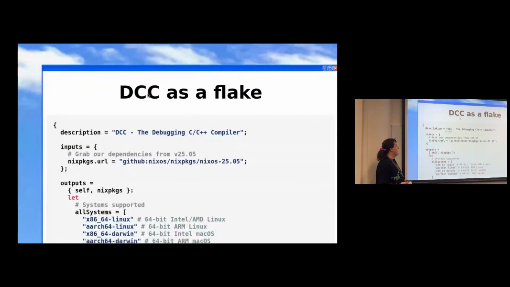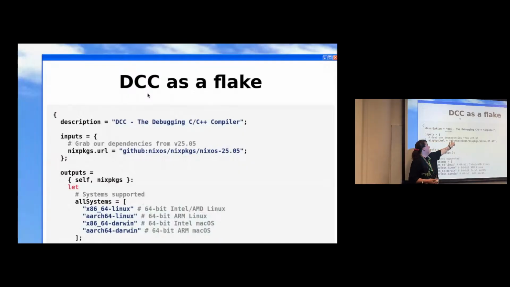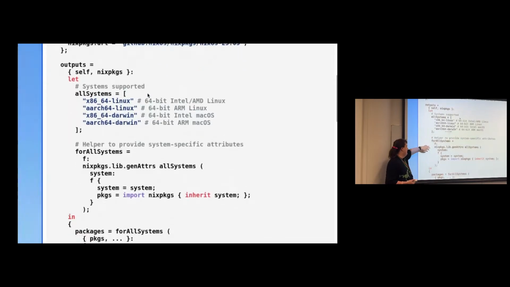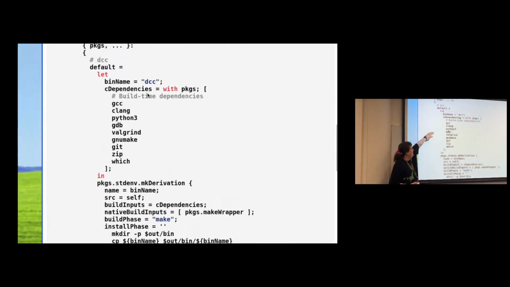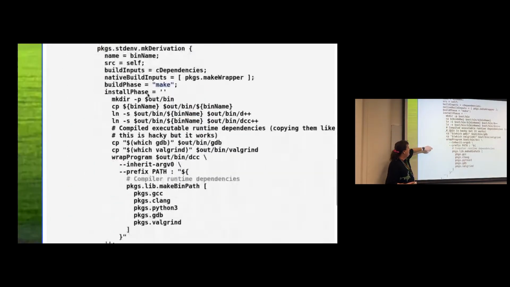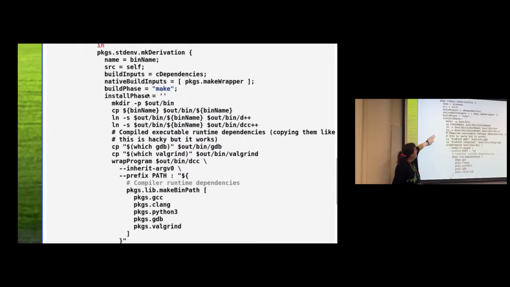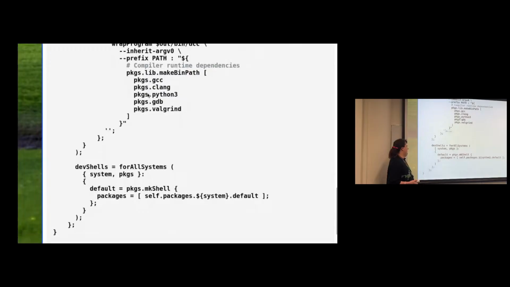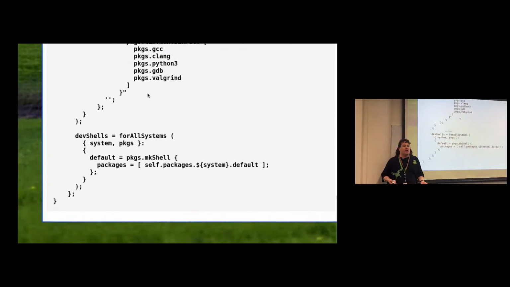Anyway, it was pretty easy. I just say, grab the dependencies from 25.05, build it for all these systems. Then down here, here's all the build time dependencies. Somewhere here, yeah, here are the runtime dependencies. I just need to copy them into the environment so that they're available. Then here are the compile time dependencies. And then it all just works, and I have a working version of DCC with a single configuration.